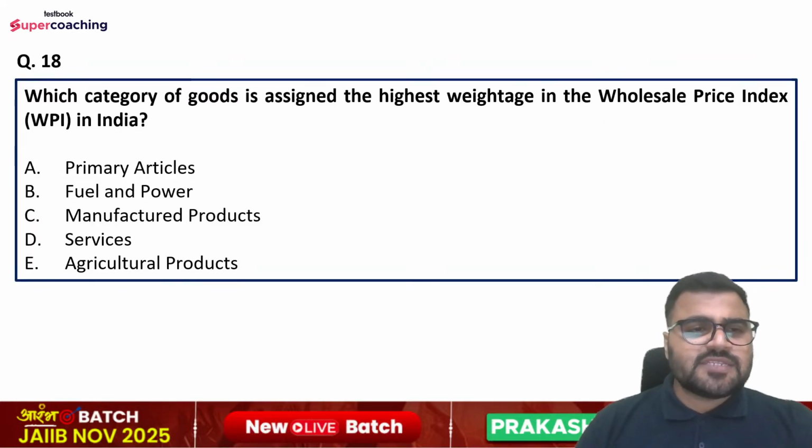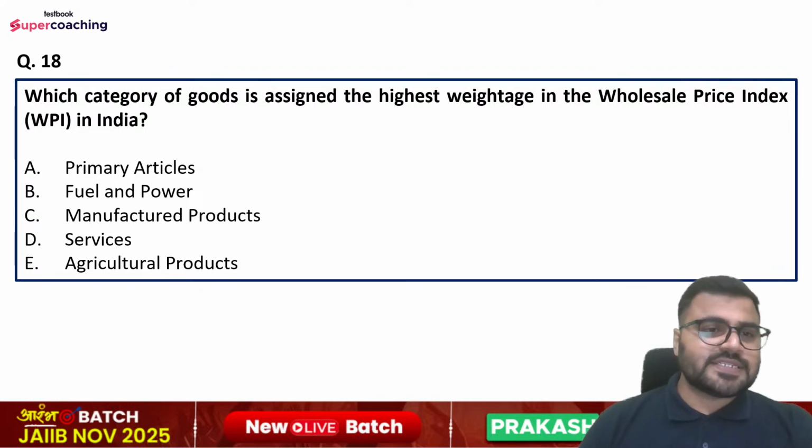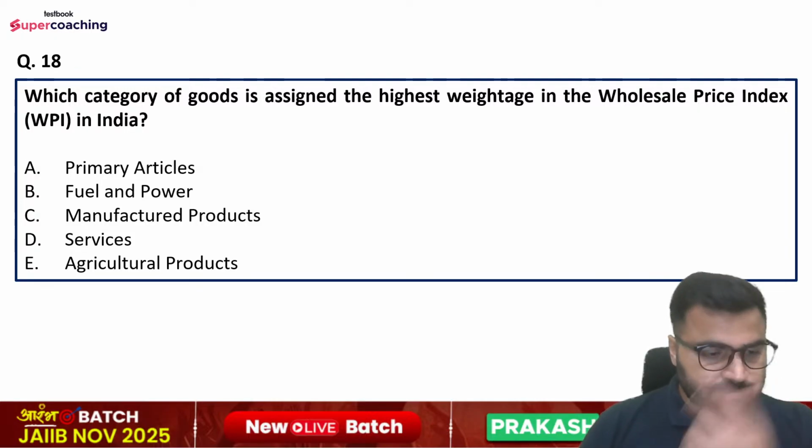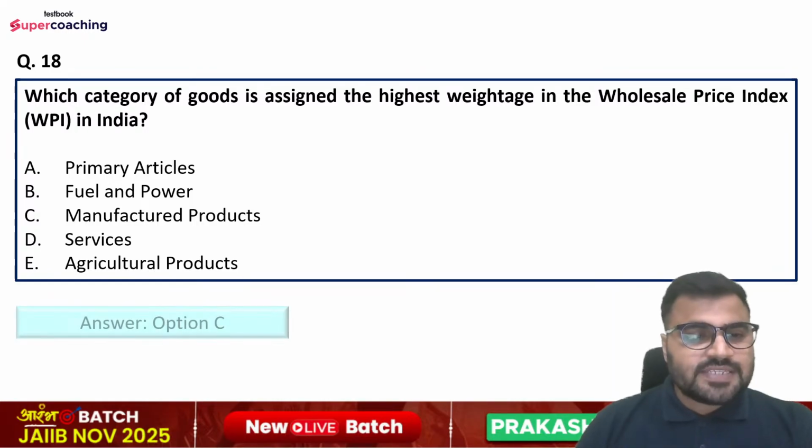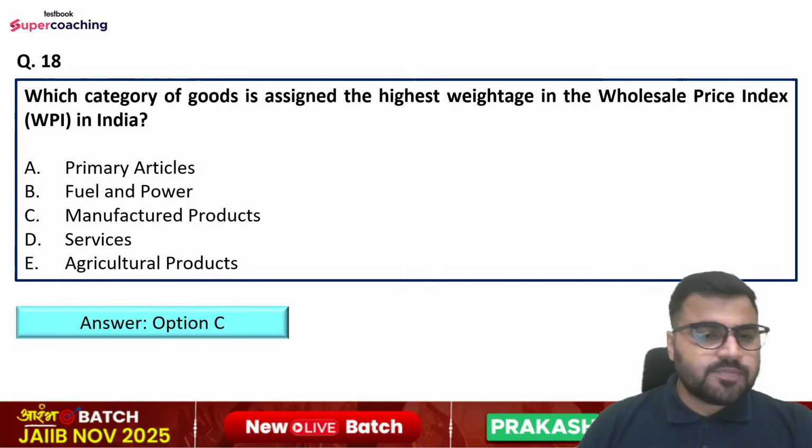Question number 18 is, which category of goods is assigned the highest weightage in the wholesale price index in India? Options are primary articles, fuel and power, manufactured products, services, agricultural products. So the right answer is option number C here, that is manufactured products.